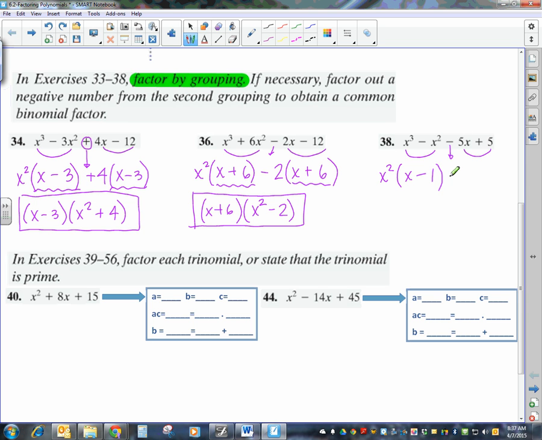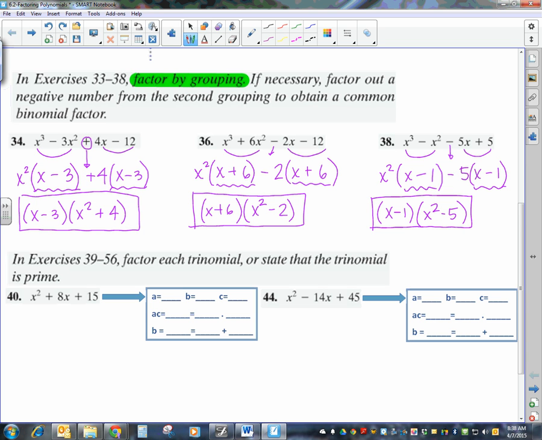You always carry down that sign. And what do these two have in common? But 5. And then when I take it out again, I remember to change the sign. And now there's my common factor again of x minus 1. So I'm taking out x minus 1, and I'm left with x squared minus 5.